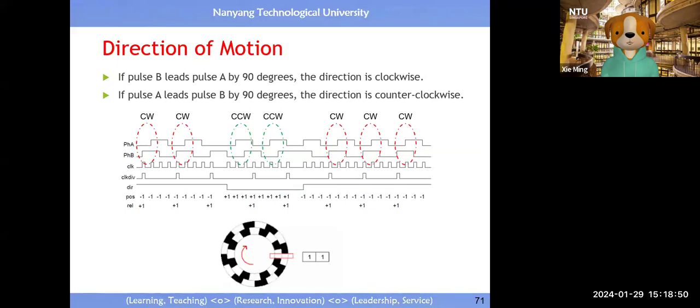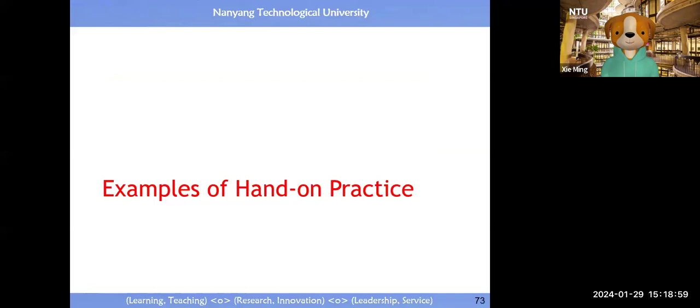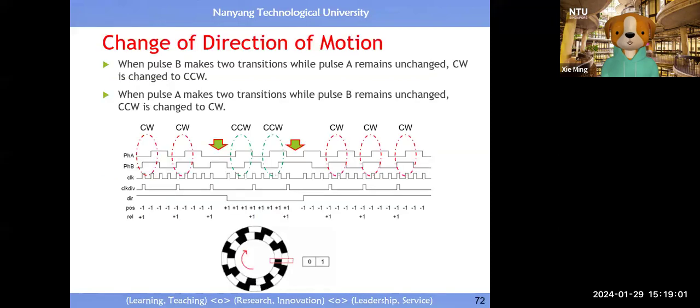Basically, you just need to know signal A and signal B. You don't know their phase relationship. Good enough already, so you can read it. I'm not going to spend time to talk about all this. So change of direction of motion is quite straightforward, right?